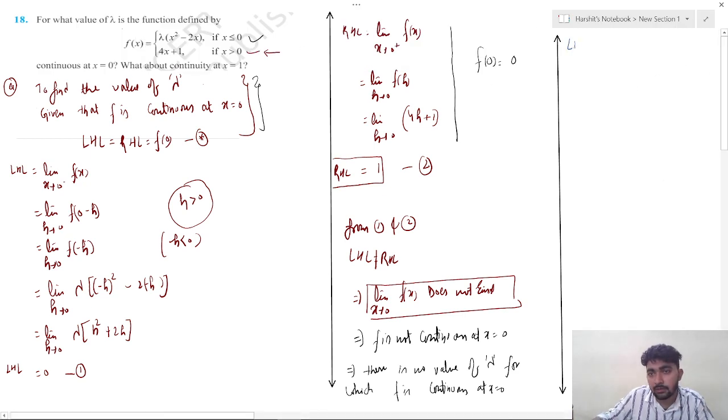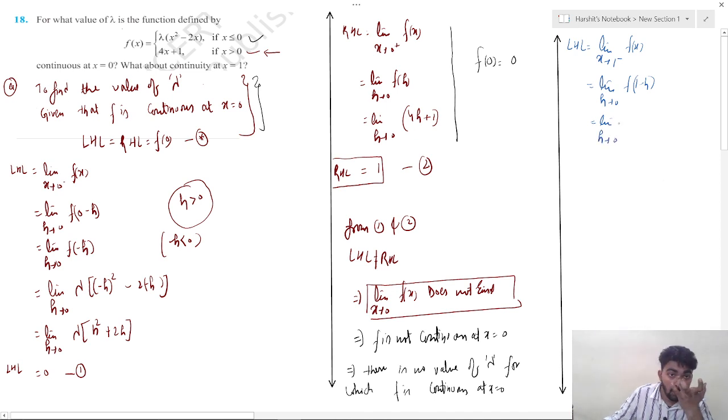Here I will find LHL: limit x tends to 1 minus f of x, which is limit h tends to 0 f of 1 minus h. How can we find the 1 minus h value? We can find it from the right side of the branch. Why are we doing this? Because h is a very small positive quantity with respect to 1, so minus h becomes a very small quantity with respect to 1.